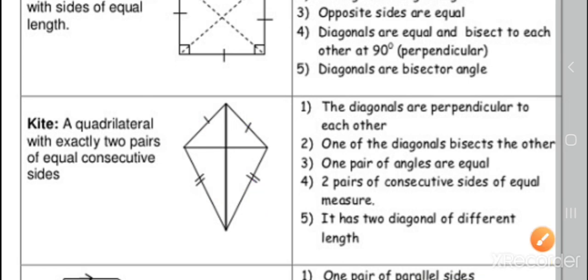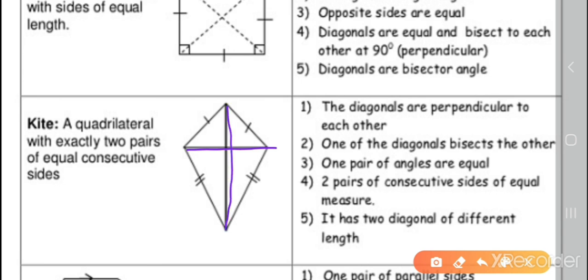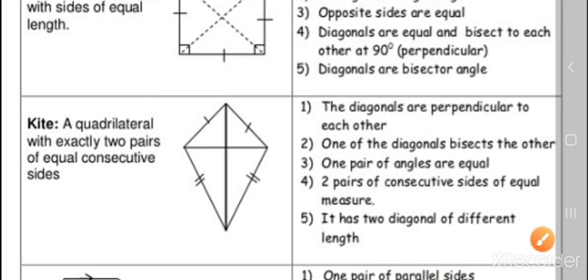Okay. Now, second point, one of the diagonals bisects the other. This is a diagonal and this is another diagonal. This long diagonal bisects the smaller one into halves. So this long diagonal cuts the small diagonal into, if totally it is 6, then 3 and 3. Like this it will be cutting. Okay. Now, it has two diagonals of different length. The diagonals are of different length.